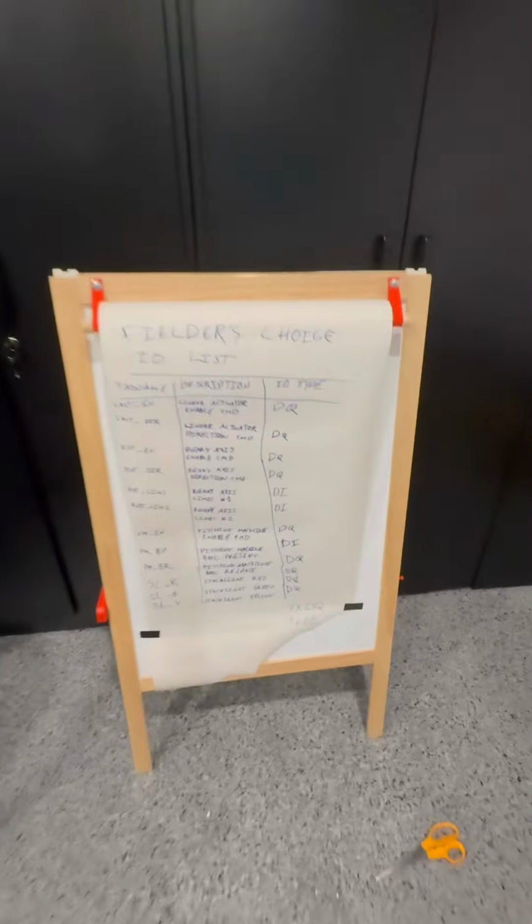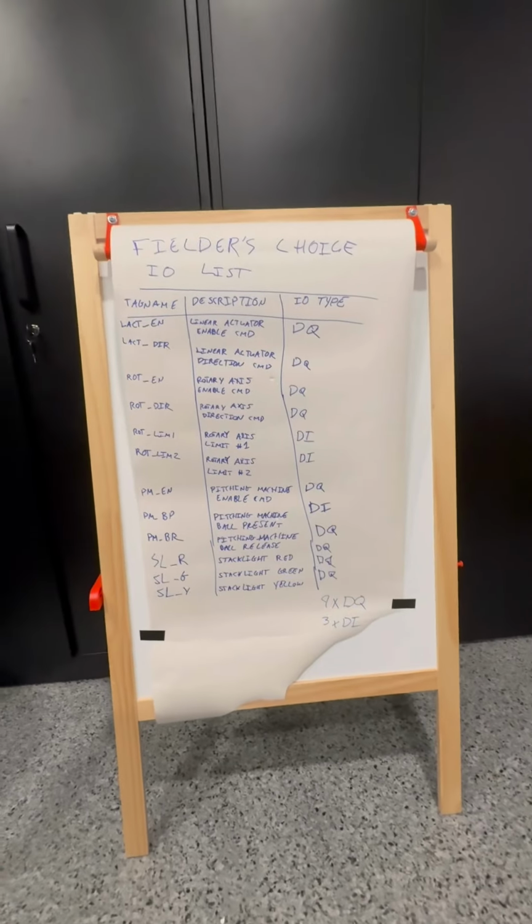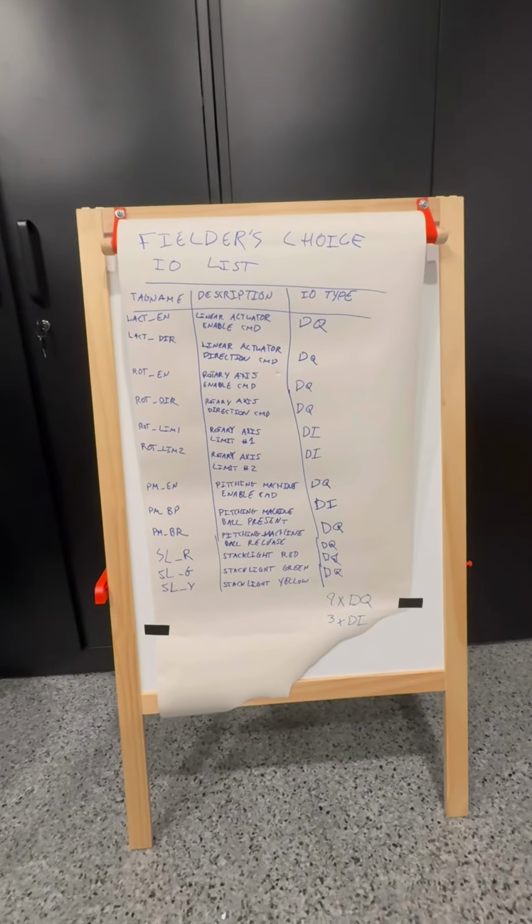So all in all, the I/O list is a really useful way to get total signals and get them all organized and ready to program.